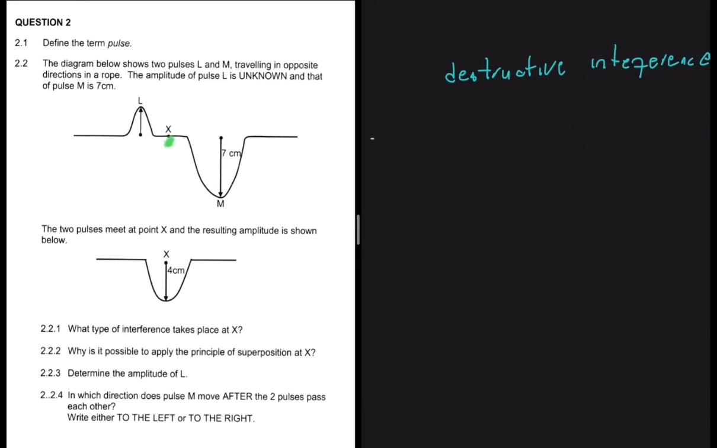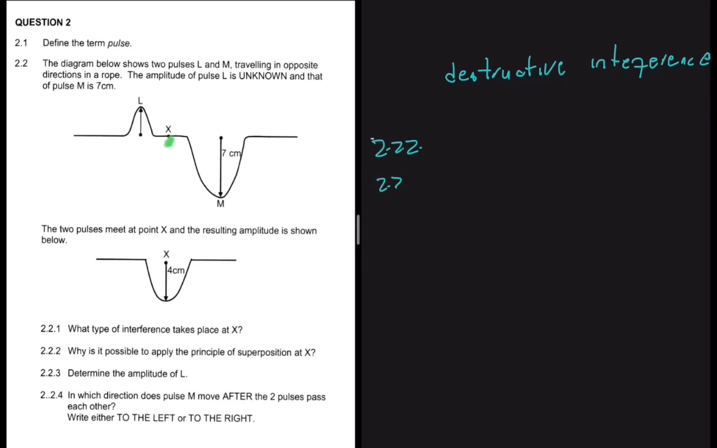And now let's do 2.2.2. It is asking why it is possible to apply the principle of superposition at X. We can only apply the principle of superposition when two pulses occupy the same space at the same time. So that's the condition we have for the principle of superposition: the two pulses occupy the same place at the same time.